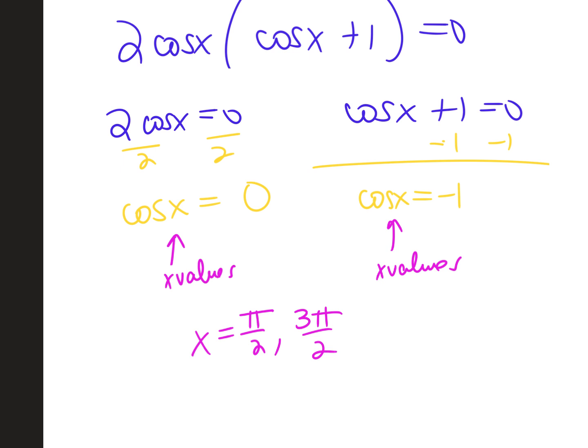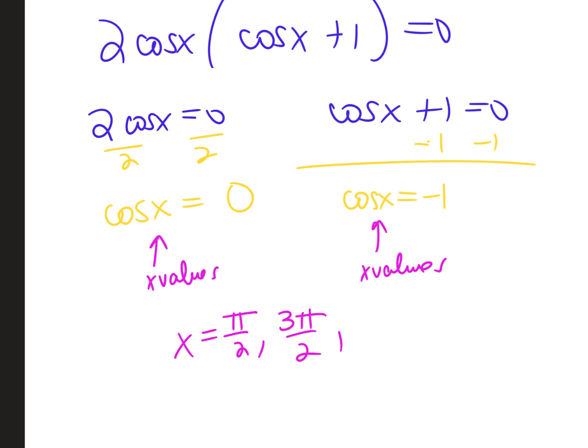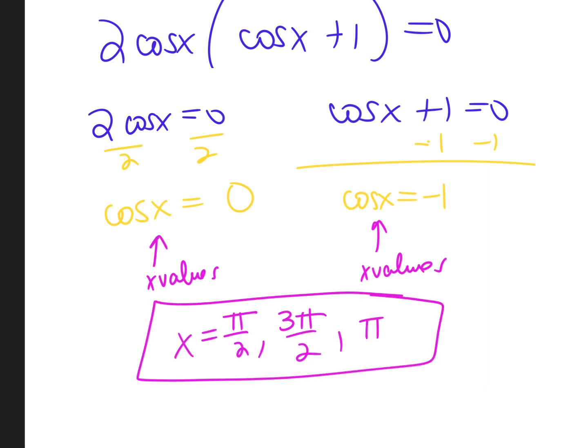All right, now look at your unit circle. Where on the unit circle are x values negative 1? Tell me where. Where are the values negative 1? At just pi, okay? So here are your answers.